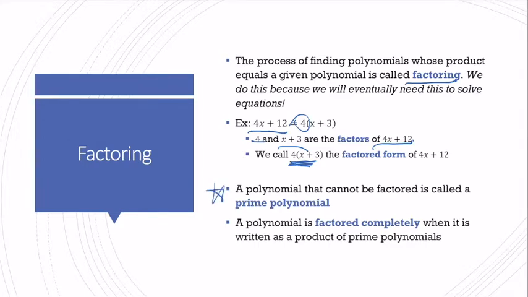Important note that a polynomial that can't be factored is called a prime polynomial, right? That makes sense. Prime numbers can't be broken down any smaller. And a polynomial is factored completely when it's written as a product of prime polynomials. So it can't be simplified any further.